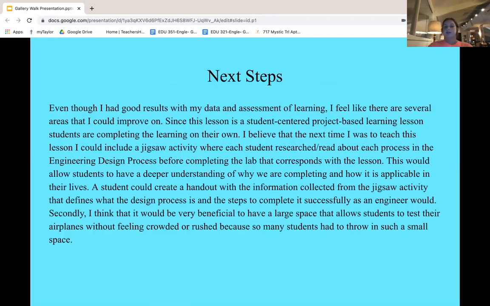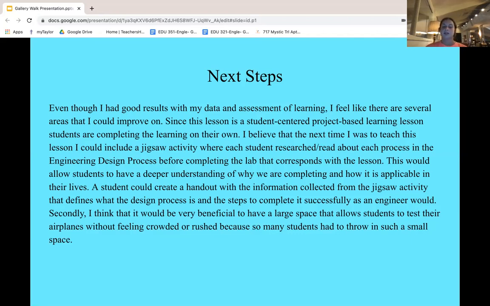So the next steps: even though I had good data with my assessments of learning, I feel like there are several areas I can improve on. I think that specifically with the student-centered project-based learning lesson, even though the students are completing the lesson on their own, it could be a lesson where I include more of a jigsaw activity, where each student researched and read about the processes in the engineering design process, or the specific properties that make a plane fly, with thrust or lift and speed and velocity.